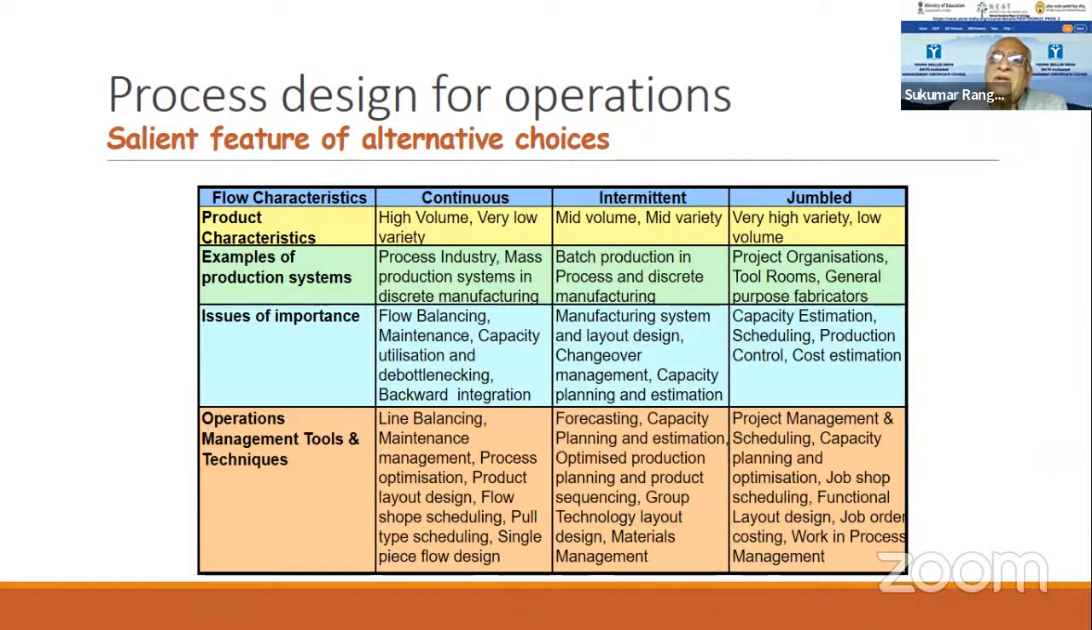Scheduling is very difficult, and cost estimation is again very difficult. Operation and management tools and techniques: these are all the techniques which can be used. Line balancing is one of the most important. Maintenance, both preventive and breakdown maintenance, is very important. Process optimization, product layout design, flow shop scheduling, job type of scheduling, single piece flow design.